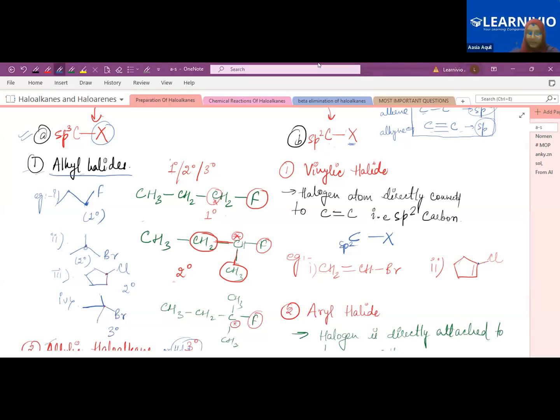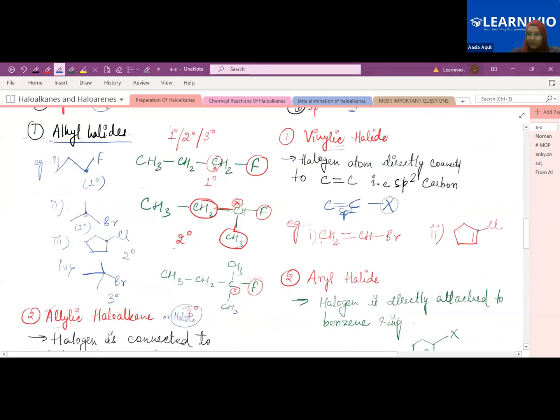Now see, in the vinylic type of halide, what happens? The halogen atom is directly connected to the carbon-carbon double bond, meaning your sp2 hybridized carbon. So this type of halide is known as vinylic halide. Again, I'm repeating, you have to check for the halogen group, and this is attached to the carbon-carbon double bond directly. So this halogen group is directly attached to sp2 hybridized carbon, meaning the carbon-carbon double bond you will see. That type of halide is vinylic halide.